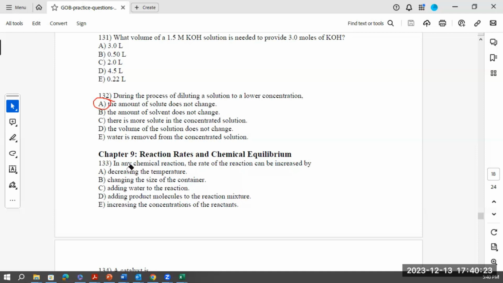So in any chemical reaction, the rate of the reaction can increase by, and then we're going to talk about this. Let me help you guys out with that. So if we think about a chemical reaction, and we think about how fast a chemical reaction is going to happen, what are some of the things that you think would cause a chemical reaction to happen faster? Heat. That's right. So if we increase the heat, we're going to increase how fast things are going to happen. What else could impact a chemical reaction?